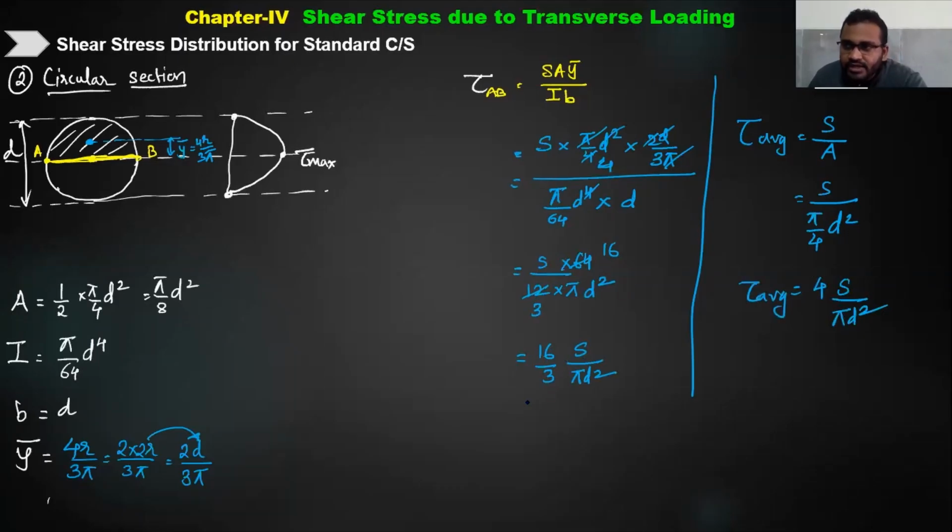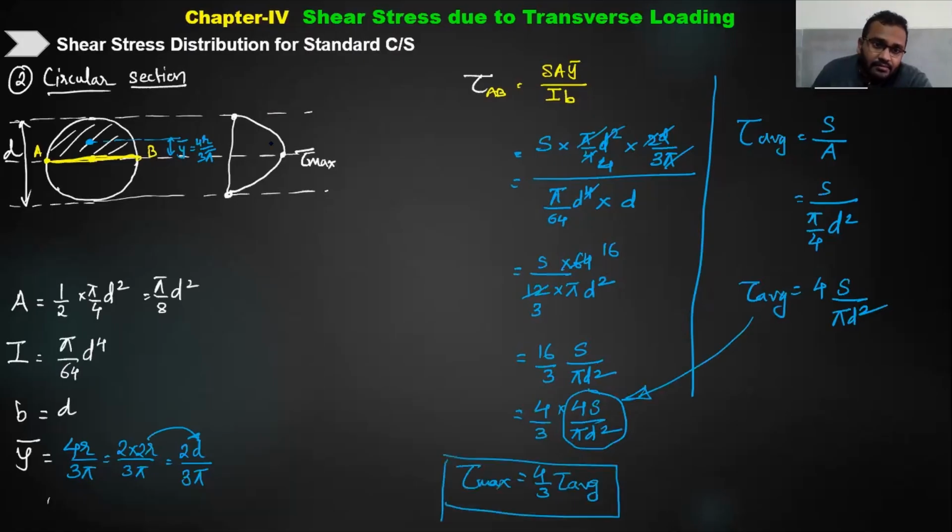So here if I take 4S by pi d square outside, it will be 4 into 4S by pi d square. So this is nothing but my average value, and it is 4 by 3 times the average value. So this is nothing but my maximum shear stress. So in case of a circular section, the maximum value is 4 by 3 times, or 1.33 times, the average value.